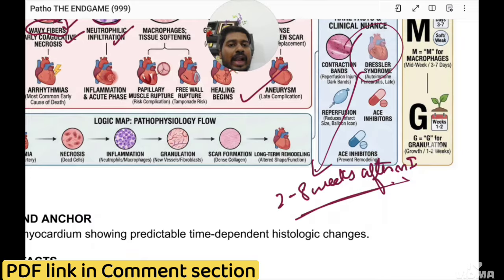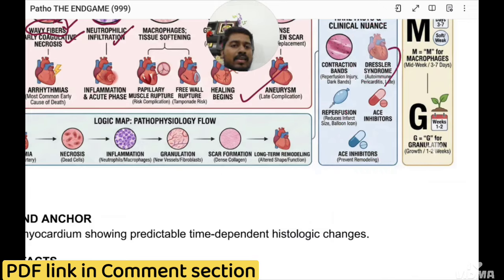It is antibodies which are directed against the pericardium and the heart. That is because when the myocardial infarction occurs, necrotic tissue is there. Some of the necrotic tissue will be exposed to the blood, so antibody development takes place. These antibodies cause this autoimmune pericarditis, that is called Dressler syndrome. Next, reperfusion, I have already told you.